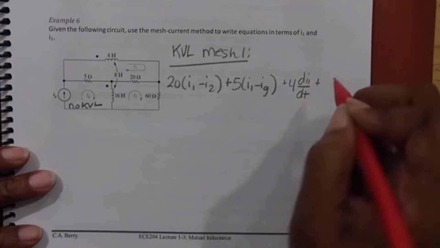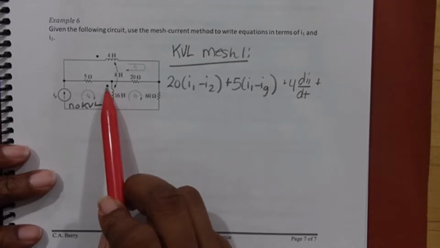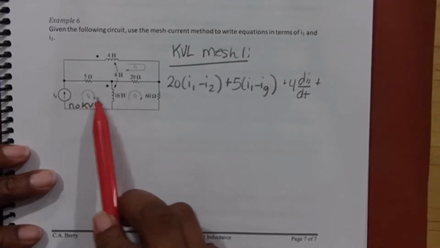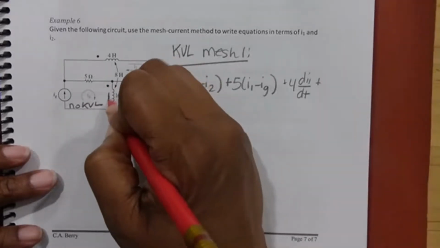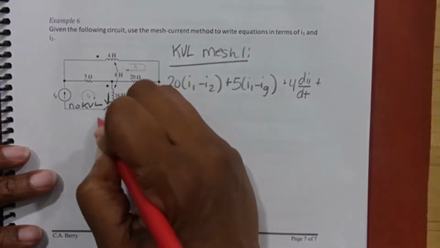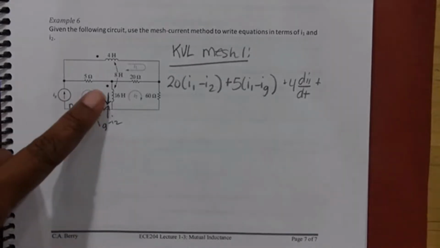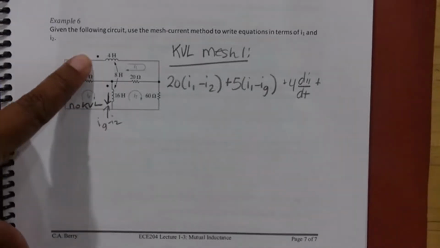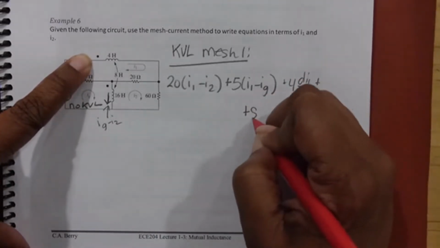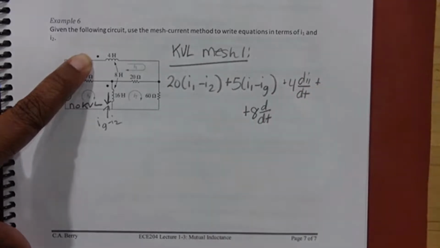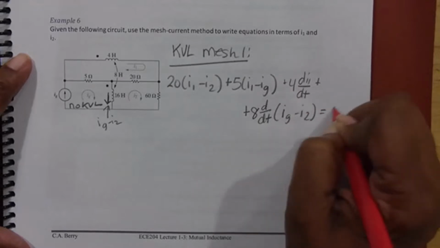Okay, so now what goes on here at the bottom? I have a dot at the top of the 16 Henry. I can either define it as entering or exiting, all depending upon whether I do IG minus I2 or I2 minus IG. I like entering, so I will define this current going down, and that current going down is IG minus I2. So if that current enters, it's positive at the dot here, and this becomes plus 8, the derivative of IG minus I2.